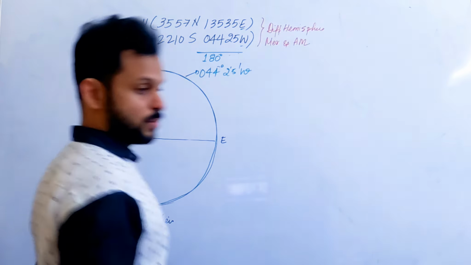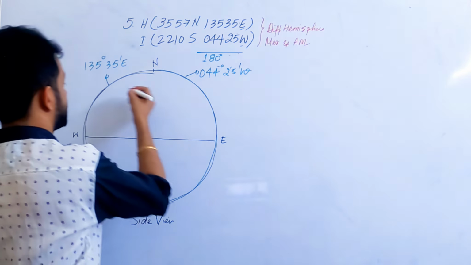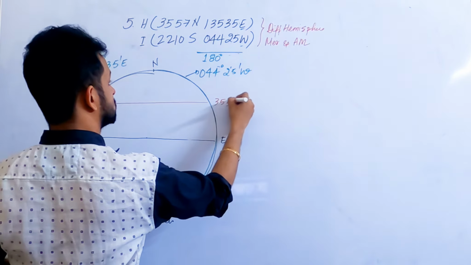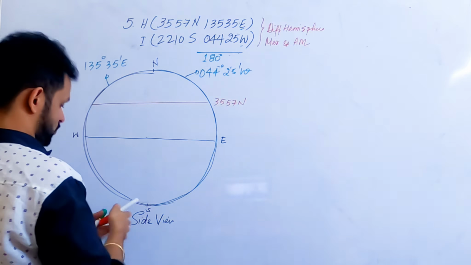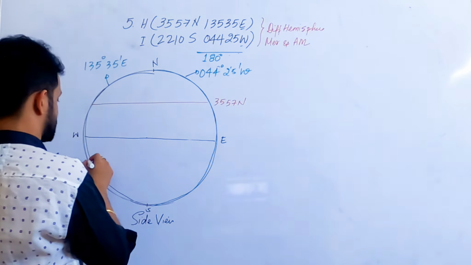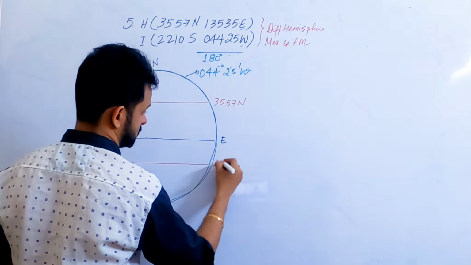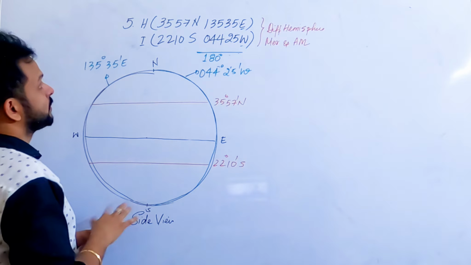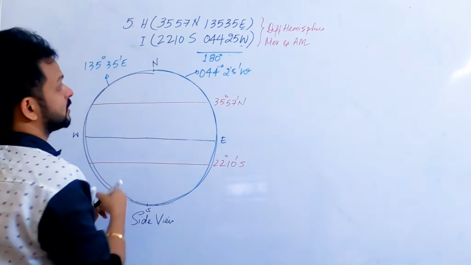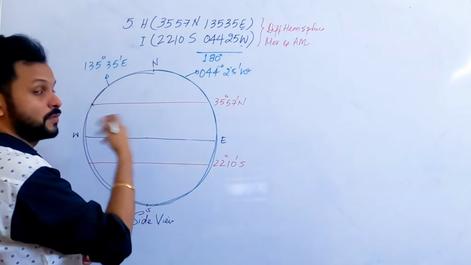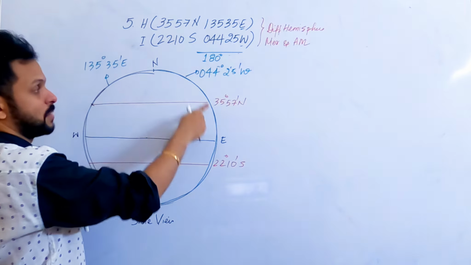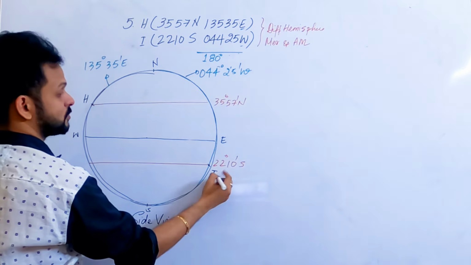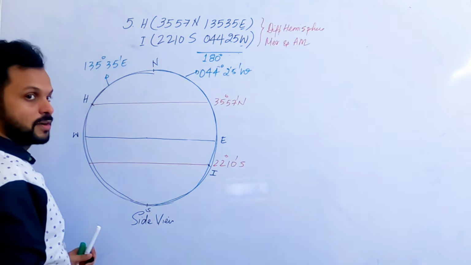Now, what about the parallels of latitude? 35.57 north, which is say here, and 22.10 south. So let's mark the point here. The point of intersection of 35.57 with 135.35 is right here. Be very careful to mark the points. If I reverse this, the point is going to come here, right? But this is the point H. And this is going to be the point I, the intersection of 22.10 with 44.25.